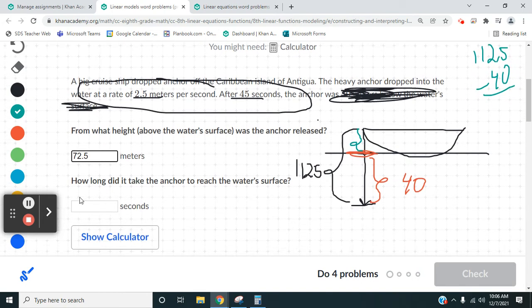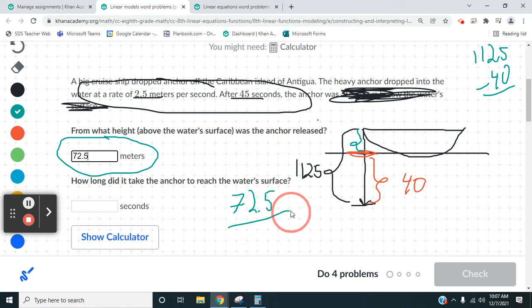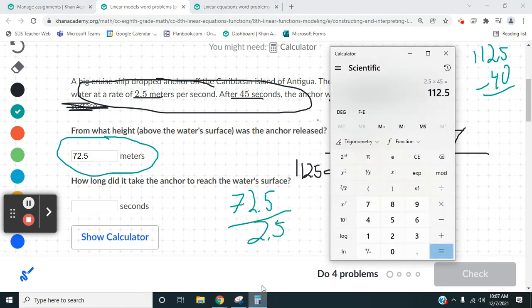Second question. How long did it take it to reach the surface? Well, we know that it took 72.5 meters. That's how long the distance was from the release to the surface, right? So 72.5 divided by a certain rate of change can give us the time. 72.5 divided by 2.5, 29.